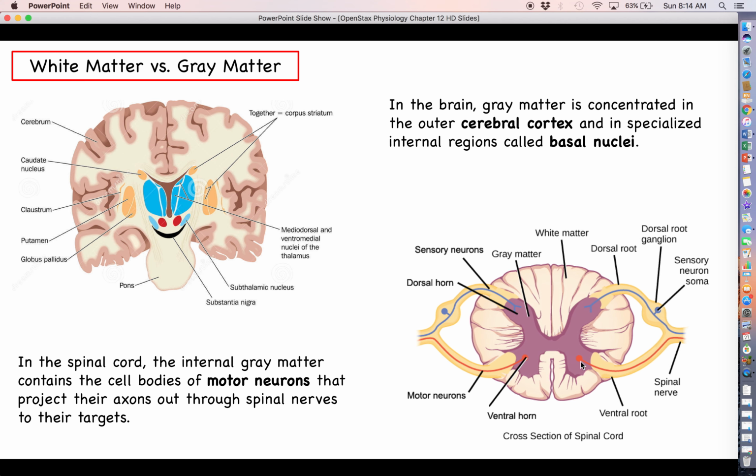You're seeing the cell body of a motor neuron with this little red circle here, and then its axon projects out through a spinal nerve to go to its target.